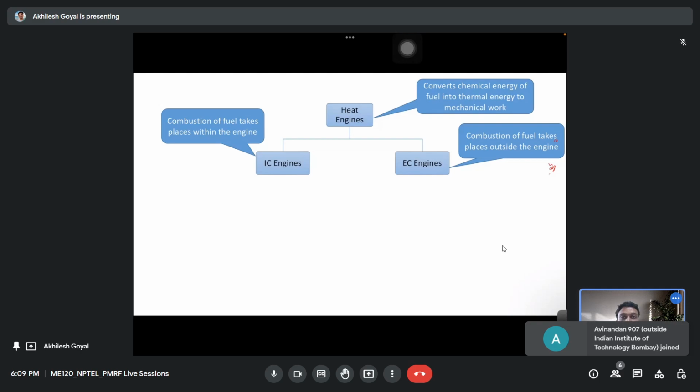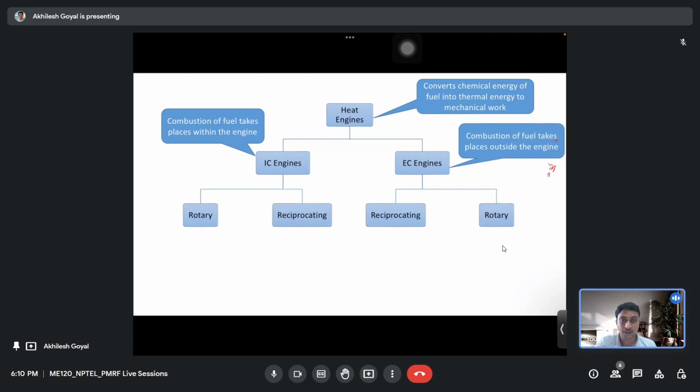engine, and then either the products of this combustion are used for running the engine, or these products of combustion are used to raise the temperature or pressure of a working fluid, and then that working fluid flows through the external combustion engine. Okay, and again these IC engine and external combustion engine are also divided into two categories, that is rotary engine and reciprocating combustion engines.